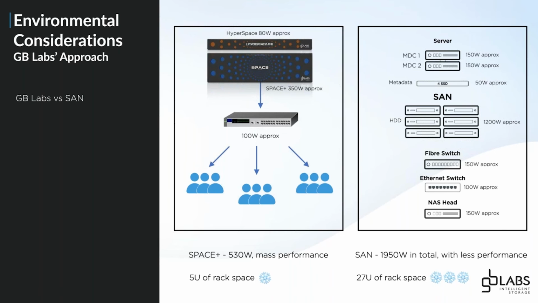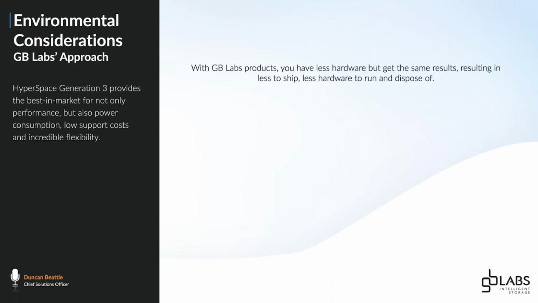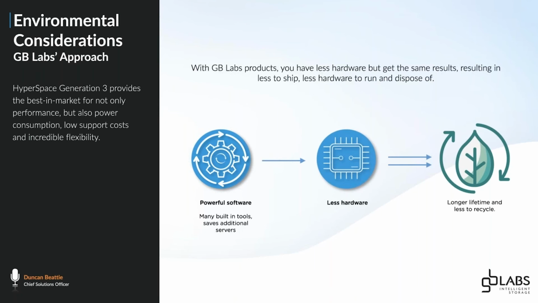So there's a lot of environmental impact, or environmental reduction, using GBLabs kit, because we just need a lot less equipment to deliver that performance. And this is key to what we've been talking about. Generation 3 Hyperspace not just delivers the performance, but also helps with that environment. You've got less hardware to get the same results, less to ship and less to run, and ultimately less to dispose of at end of lifespan. We have powerful software, less hardware, and longer lifetime to recycle. So these are all very, very important things to consider in a modern working environment.